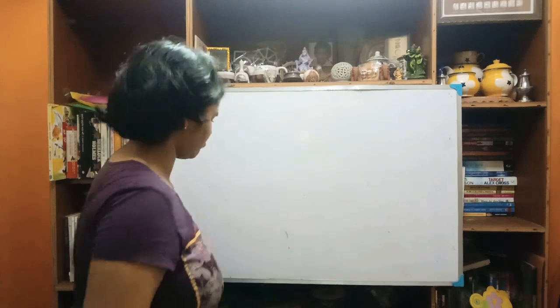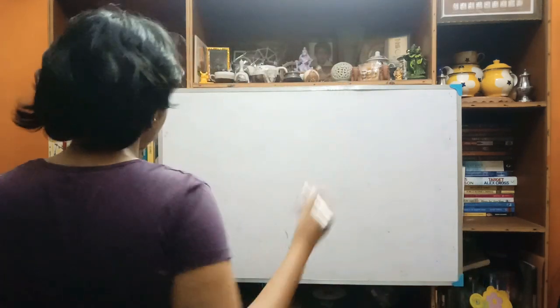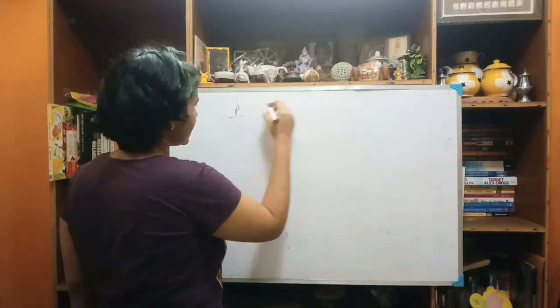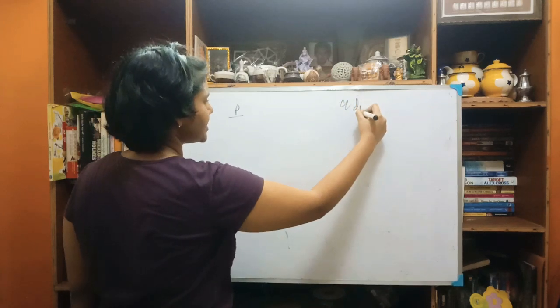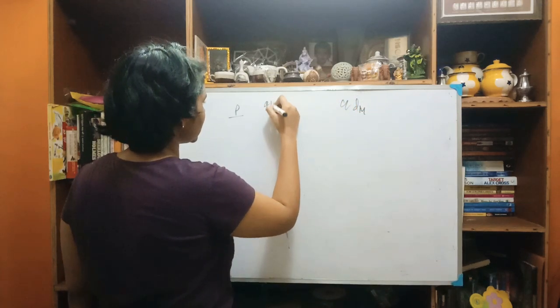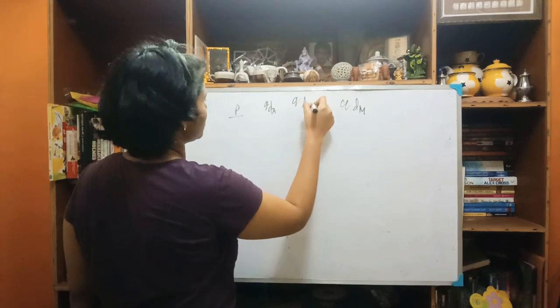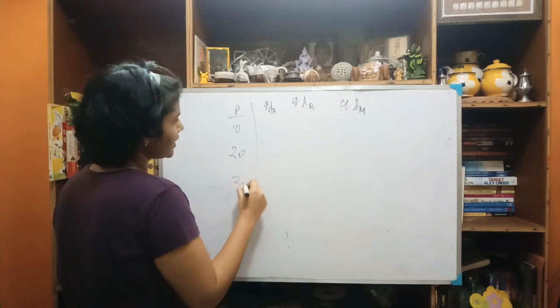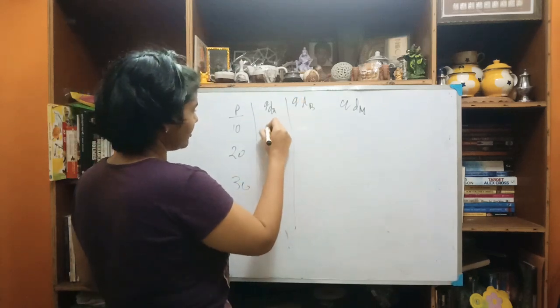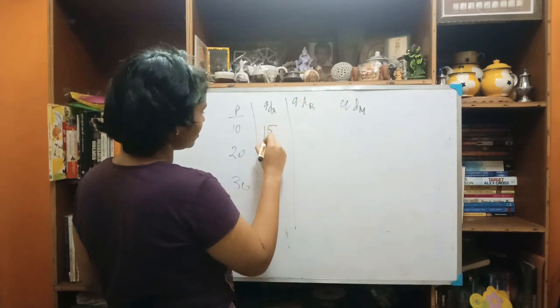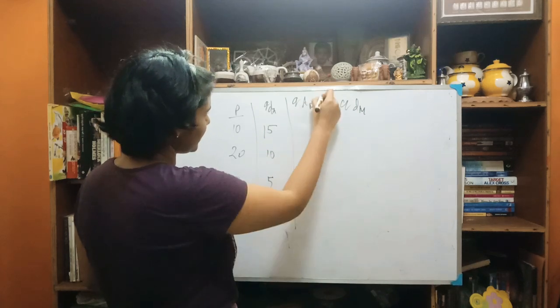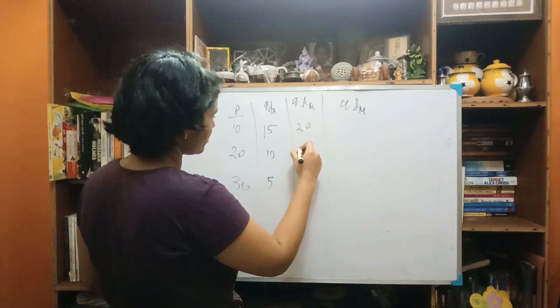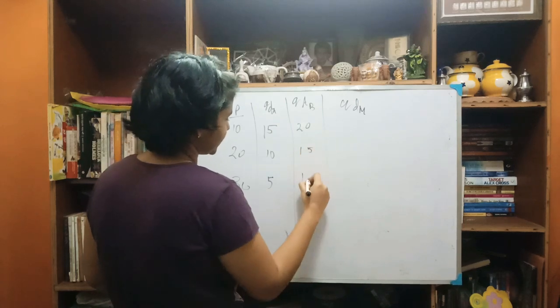You'll see those examples in your books. They'll give you a table. They'll write the price, and they'll write QDM in some cases, QDA and QDB. Let's take two consumers only. I'm not taking more, it'll be easier to understand with two. Price 10, 20, 30. QDA is 15, 10, 5. QDB is 20, 15, 10.